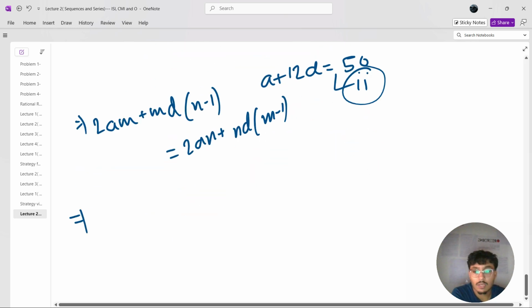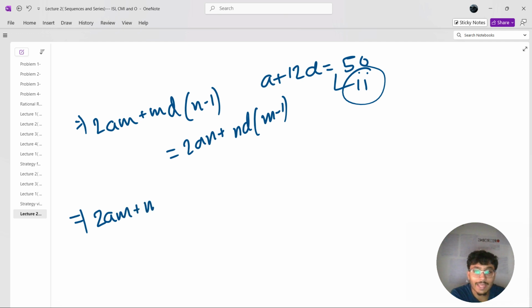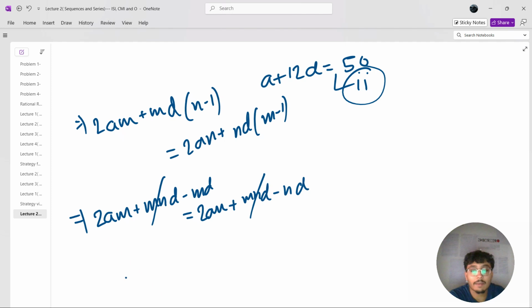So now if I open the bracket, it is 2am plus mnd minus md equals 2an plus mnd minus nd. So my mnd and mnd get cancelled. So what am I left with? If I take all of my terms to the LHS, I am left with (m minus n) into 2a minus (m minus n) into d is 0.